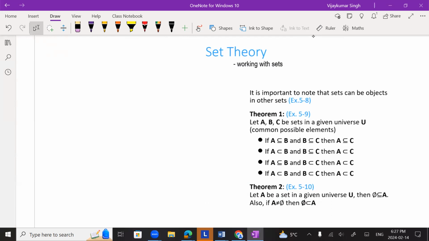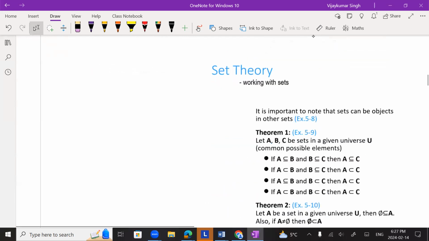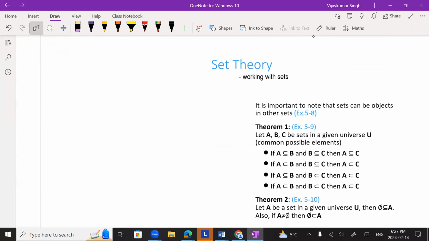so we want to have some laws of sets now. All right. So these are a few laws, a few theorems based on whatever we learned so far. It says what? If A is a subset of B and B is a subset of C, then A is a subset of C. Does that make sense? If A is sitting inside B and B is sitting inside C, then what? Then A is a subset of C.